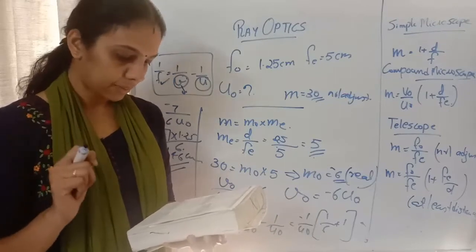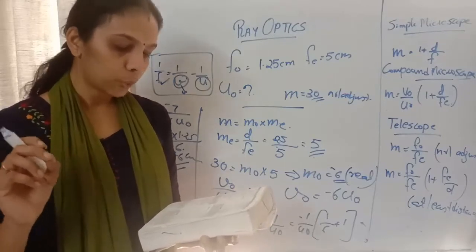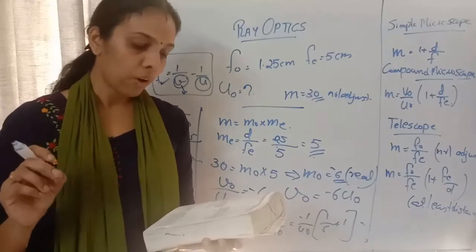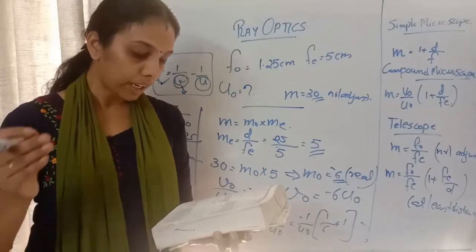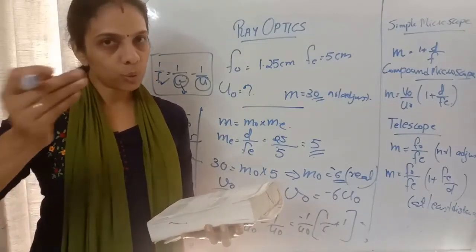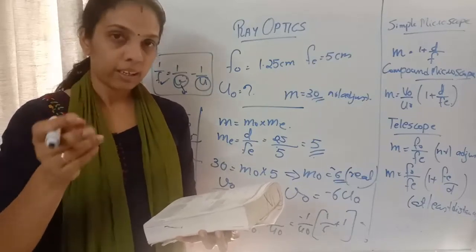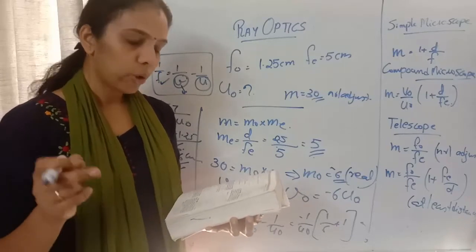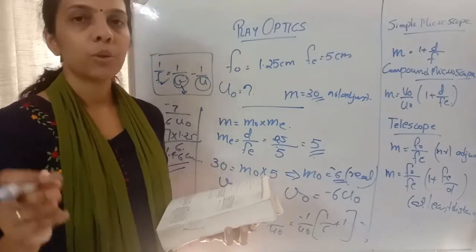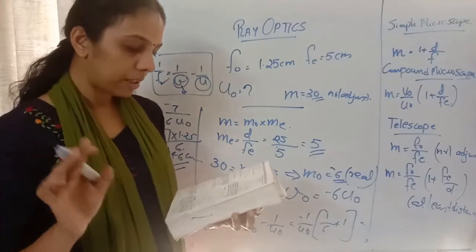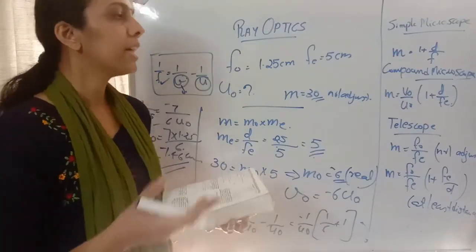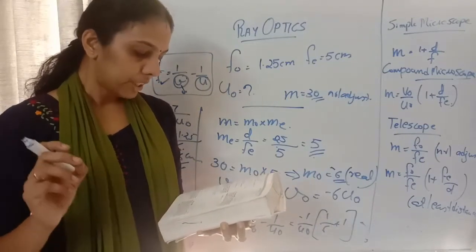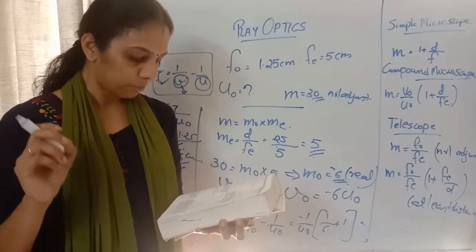Objective focal length 1 centimeter and an eyepiece of focal length 2.5 centimeter. An object has to be placed at a distance of 1.2 centimeter away from the objective. Okay, so UO, that is negative. 1.2 centimeter away from the objective for normal adjustment. Okay, so image will be forming at infinity. For normal adjustment means image will be forming at infinity. Find the angular magnification and the length of the microscope used.